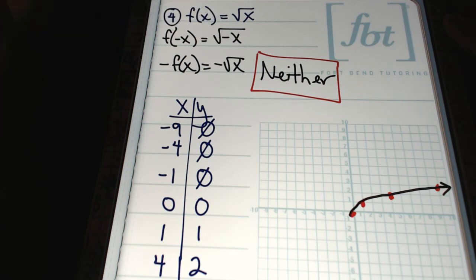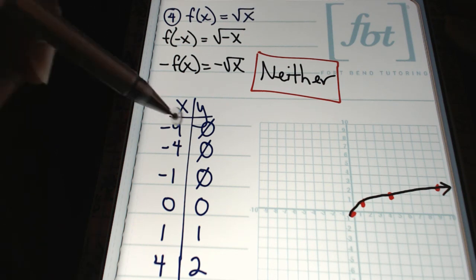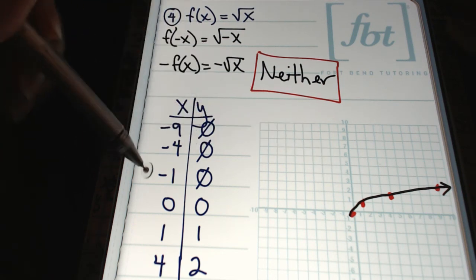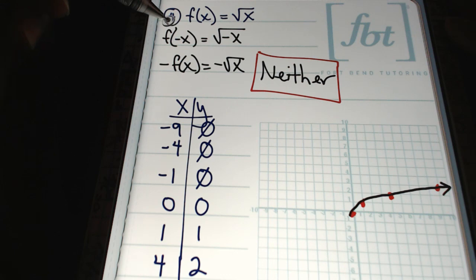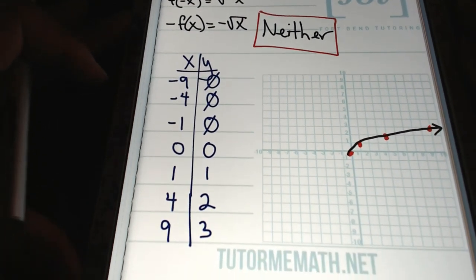None of these options are congruent. Therefore, the result must be neither. So whether you had the graph, the table, or you did your even or odd test on this function, you could identify that this result is neither odd nor even. And that's the first 4 problems, guys.